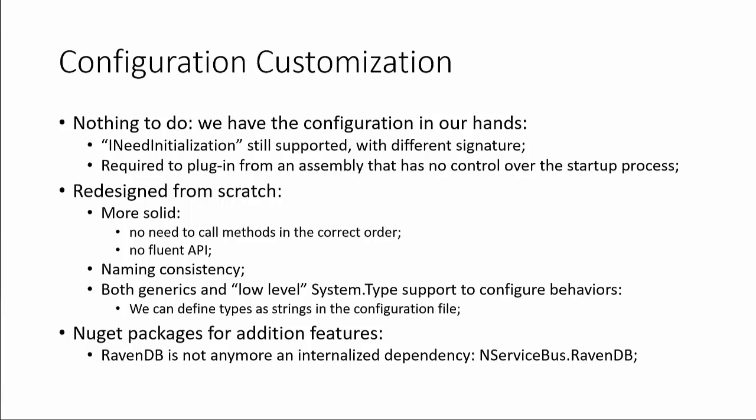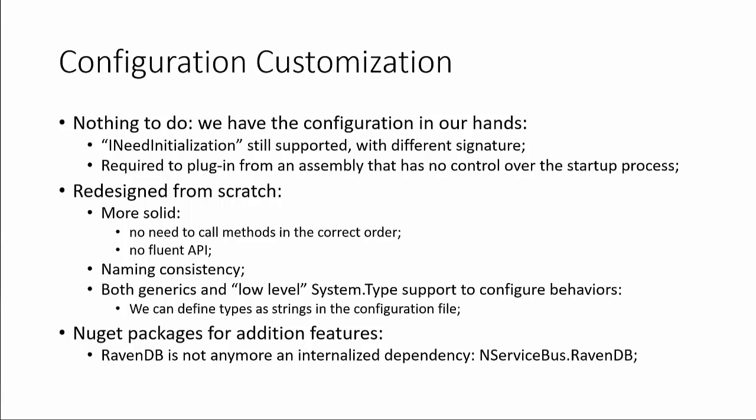It's much more solid now, and there's no need to call methods in the correct order. The Fluent API is much smaller, and we do everything starting from the bus configuration instance. We have much more consistency in the naming of methods that do the same thing, and at each level we have methods that accept generic types, such as the one we just showed, UsePersistence using generics, and the same method as an overload that accepts a System.Type instance.